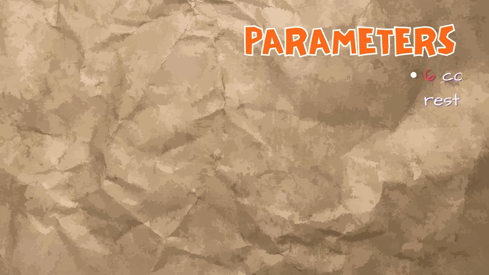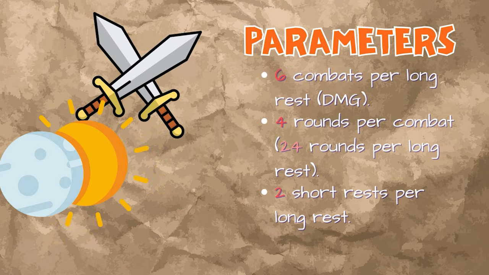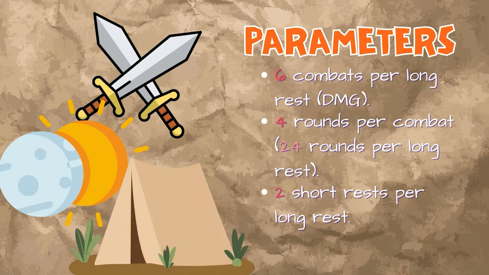To ensure that our parameters are fair, I'm going to assume that per each long rest, there are 6 combats lasting 4 rounds each and 2 short rests. This will help us measure how frequently a feature can be used per combat and per long rest. I took the 6 combats and the 2 short rests from the DMG, and the 4 rounds per combat I kind of just assumed. I know it's not the most scientific way to determine the number, but you know, we work with what we're given.